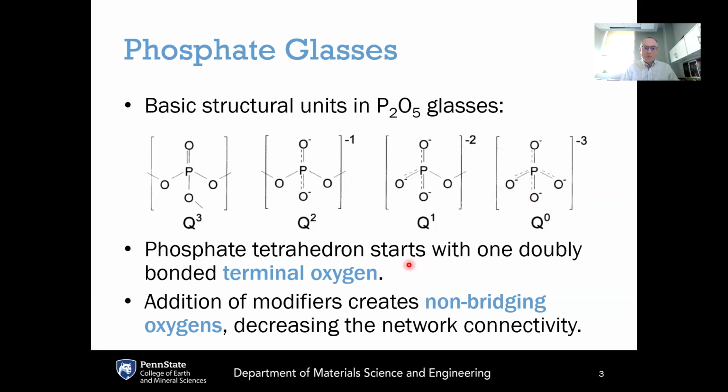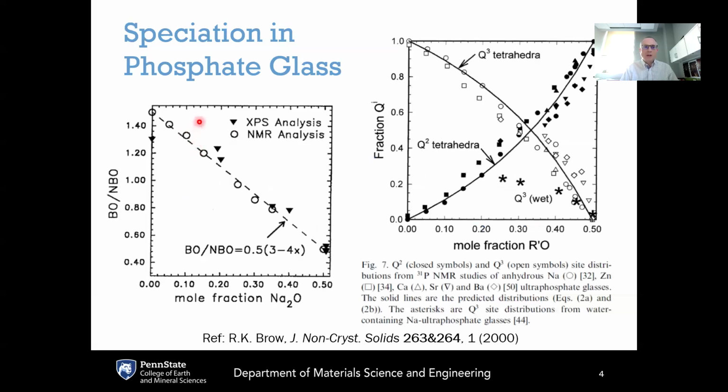The key thing to know about phosphate glass structure is that even though we start with a tetrahedral structure here, we're starting with Q3 rather than Q4 units because of this terminal oxygen. If we look at some of the speciation in phosphate glasses, the plot on the left here shows the fraction of bridging oxygen over non-bridging oxygen as a function of mole fraction of sodium oxide, which is the modifier in this case, as it's being added.